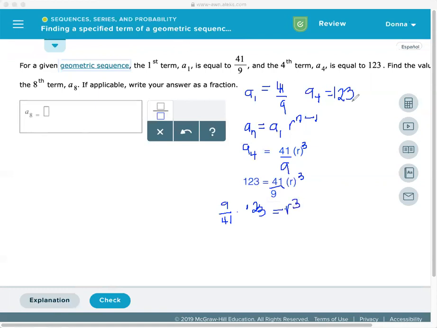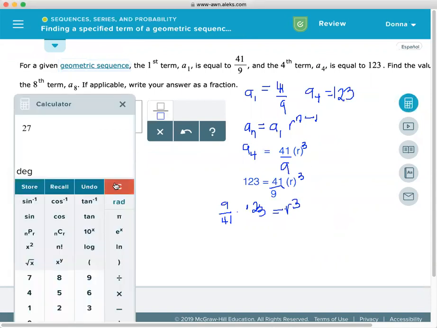And so we can use our ALEKS calculator to do that computation. I do notice that 41 does go into 123 3 times, but you can use the calculator to do it as well. So you would have 9 times 123 divided by 41. Oops, I hit 42, so I hit undo to fix that. So you get r cubed is 27, and therefore r is equal to 3.